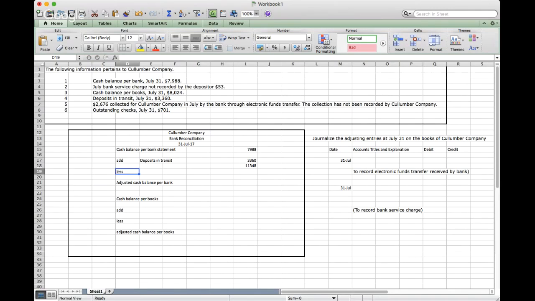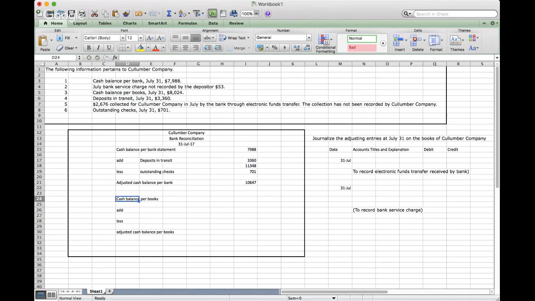So we have less. We're going to write outstanding checks. And we see that outstanding checks is $701. So we're going to write that in. Then when we subtract those two numbers, we're going to get our adjusted cash balance per bank, which is $10,647. Okay, so then we're going to go on and do the cash balance per books.